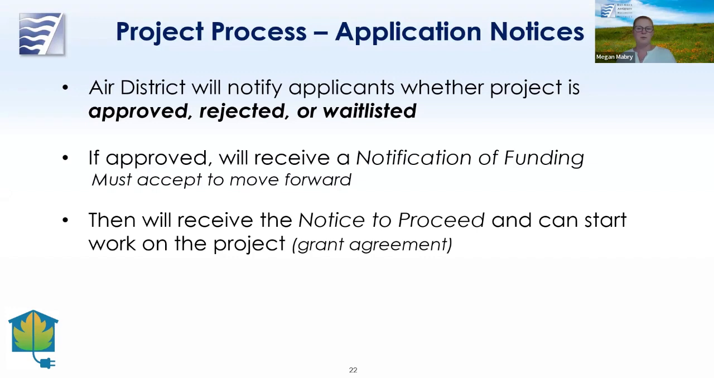If your project is approved, you will receive a notification of funding, which will list the base award amount we can offer for your project. Once you review that, you can choose to approve or deny the offer. If you want to continue the project, you must approve it. Once approved, staff will then send you the notice to proceed. You can start your project only once you receive the notice to proceed.